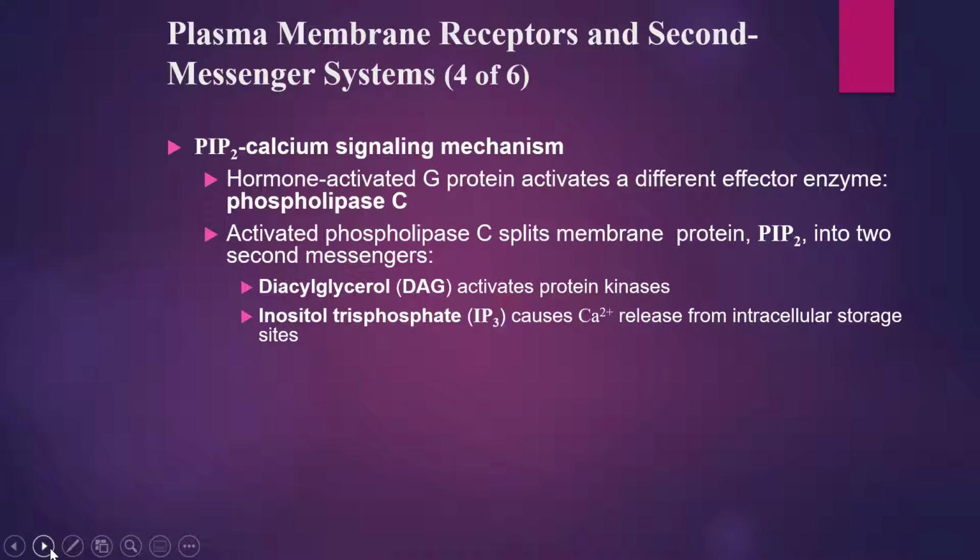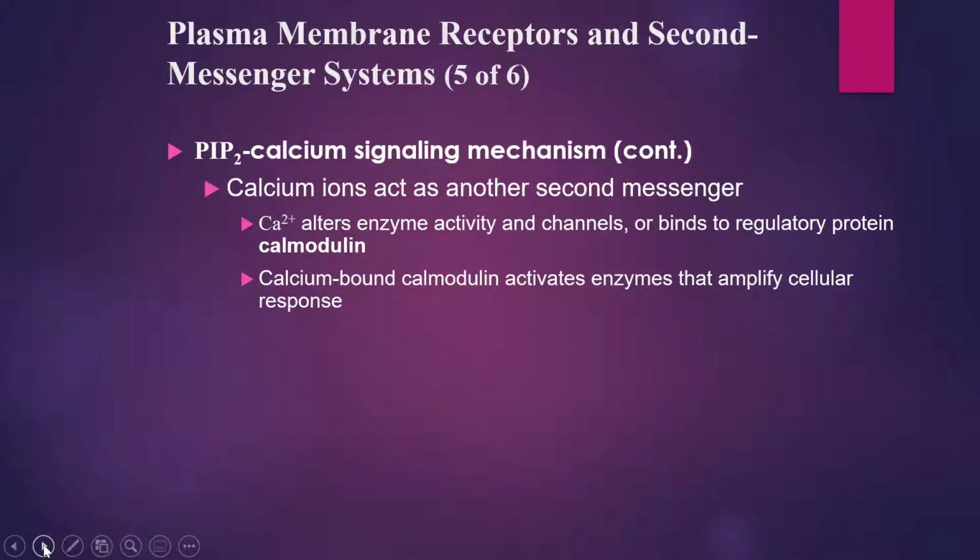Now, there is still a hormone-activated G protein, but the effector enzyme is a phospholipase C. The activated phospholipase C will split the membrane protein PIP2 into two second messengers. That will be your DAG or diacylglycerol, which activates the protein kinases, and you have your inositol triphosphate, which is IP3. It causes calcium release from intracellular storage sites.